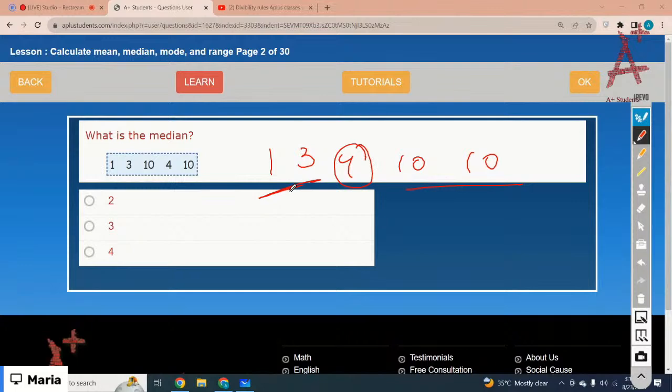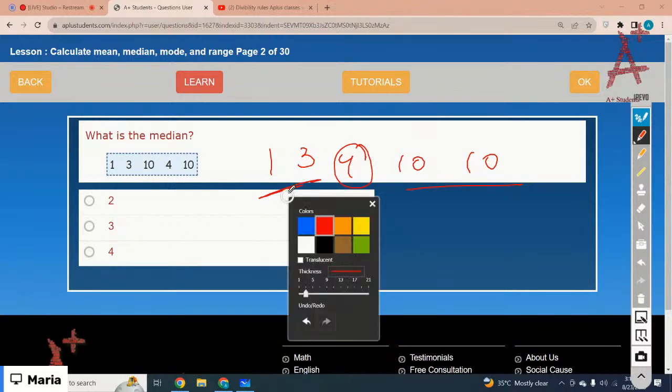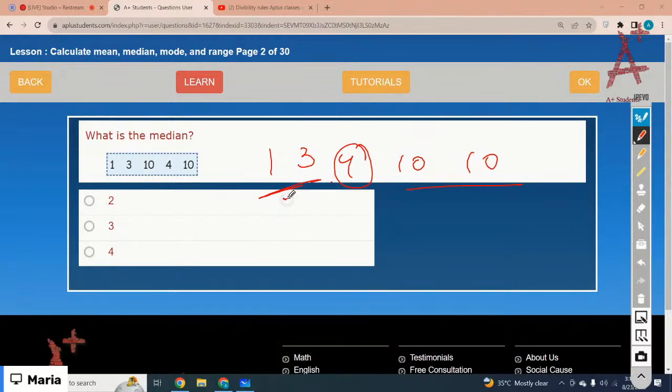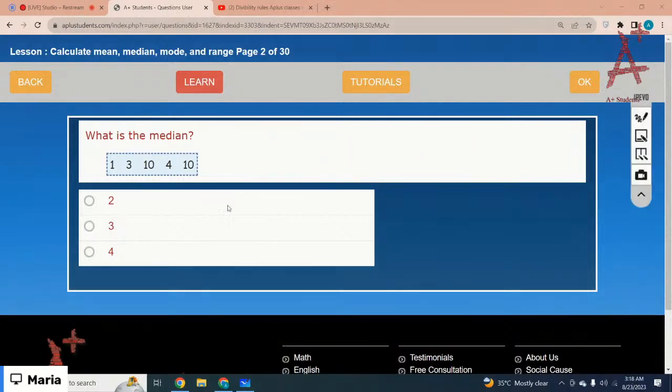The group that is before the median has numbers less than or equal to the median, and on the other side you have all the numbers greater than or equal to the median. Very good. They are either greater than or equal to the median, right? So the correct option is 4.